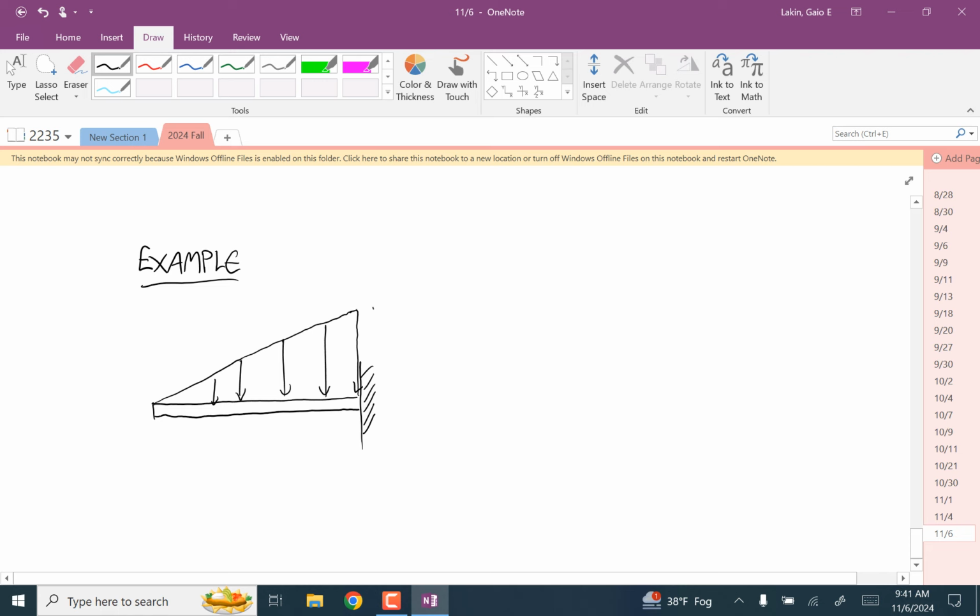And let's say that the height of this, at its maximum, is 1,000 newtons per meter. And let's say that the distance is 3 meters. And let's say for this one, we're going to ignore the weight. And we want to calculate the internal loads.